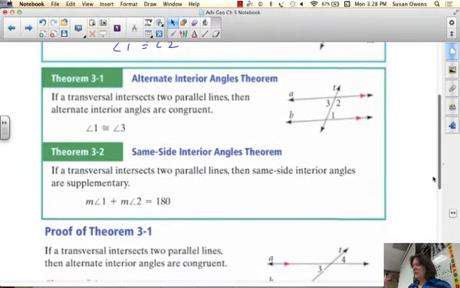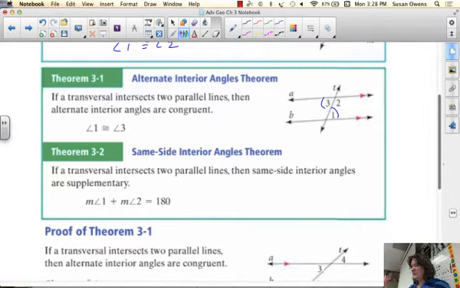The next one we have is the alternate interior angles theorem. This one says if a transversal intersects two parallel lines, then the alternate interior angles are also congruent. So for this one, we have that angle 3 is congruent to angle 1. So they're alternate interior angles and they are congruent.